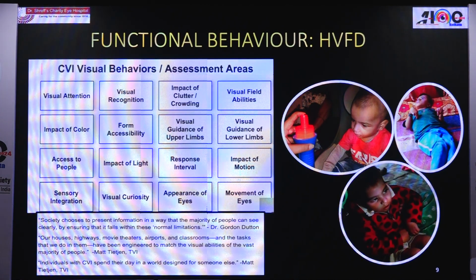But now we should know all of these because we want to evaluate these children in a normal scenario. So what Dutton says is, society chooses to present information in a way that the majority of people can see clearly, by ensuring that it falls within these normal limitations. Now, Mark Chazin, a teacher of the visually impaired, says individuals with CVI actually spend their day in a world which is designed for someone else, and hence we should know that each of these functions is very important in each CVI child which we would be seeing.